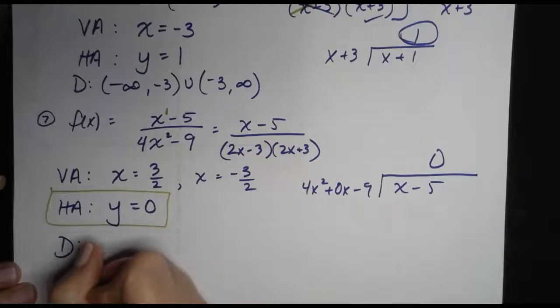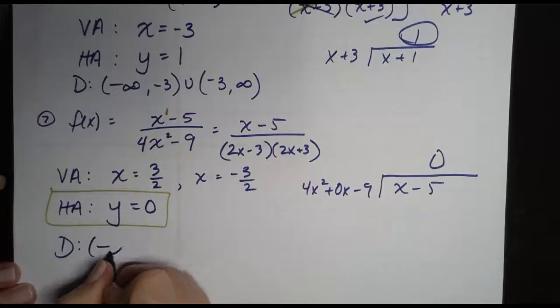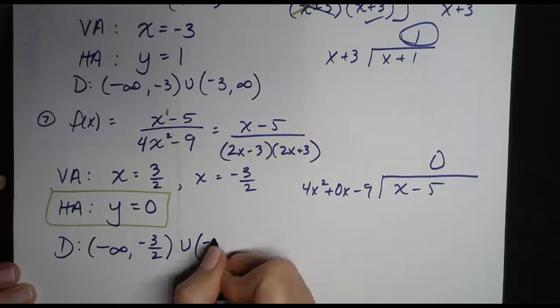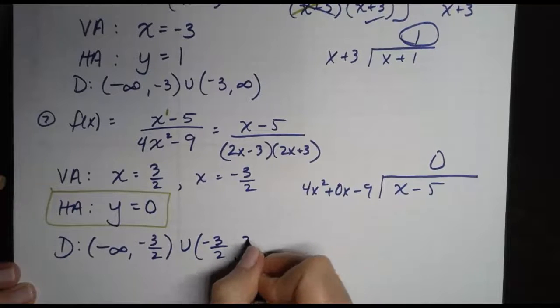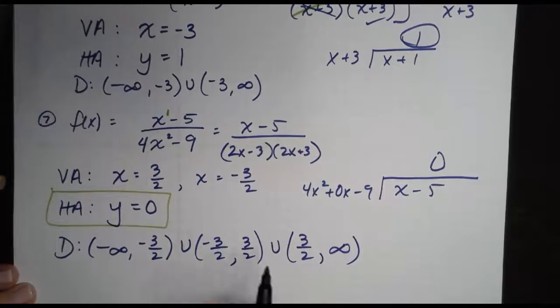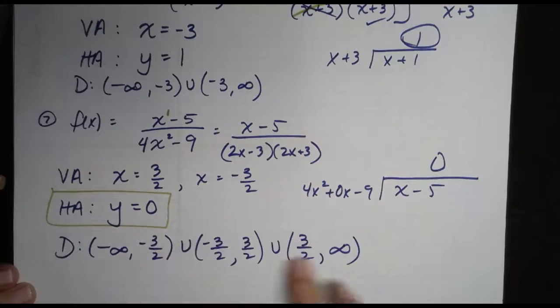Lastly, let's find that domain. That domain is negative infinity to -3 halves, union -3 halves to positive 3 halves, union 3 halves to infinity. Asymptotes and domain.